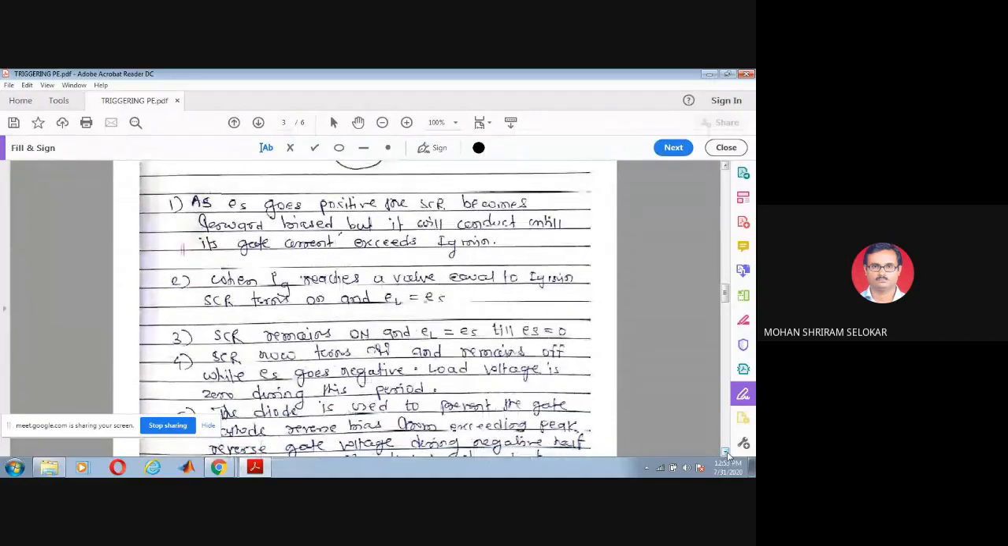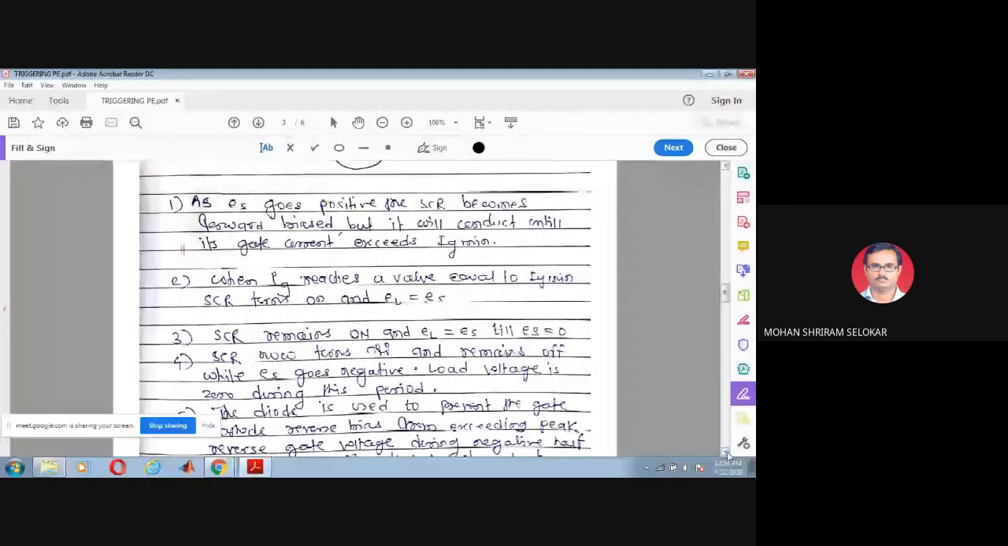Now what I'm explaining, you can look at the diagram, the waveform which you have drawn in the notebook. What is the property of the input signal AC? When the applied signal ES goes positive, the SCR becomes forward biased. Are you agree with this? Because if I start at t equal to 0, my applied signal is increasing. As ES goes positive, my SCR becomes forward biased, but it will not conduct until its gate current exceeds the IG min.